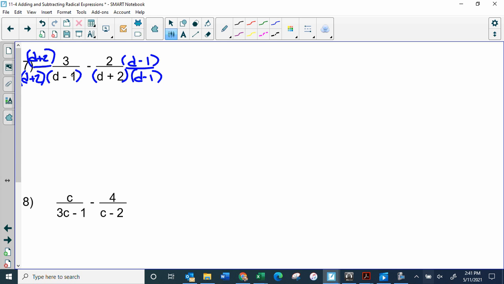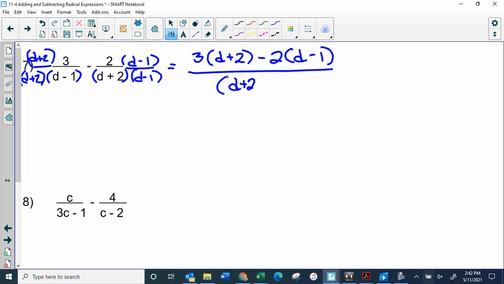And so what I did is I took this binomial and multiplied it times this one. And I took this binomial and multiplied it times this one. And now our denominators are the same. So what we have, let me expand this out a little bit. We have 3 times d plus 2 minus 2 times d minus 1 over d plus 2 times d minus 1. And you don't need to multiply these together. So leave it like that.